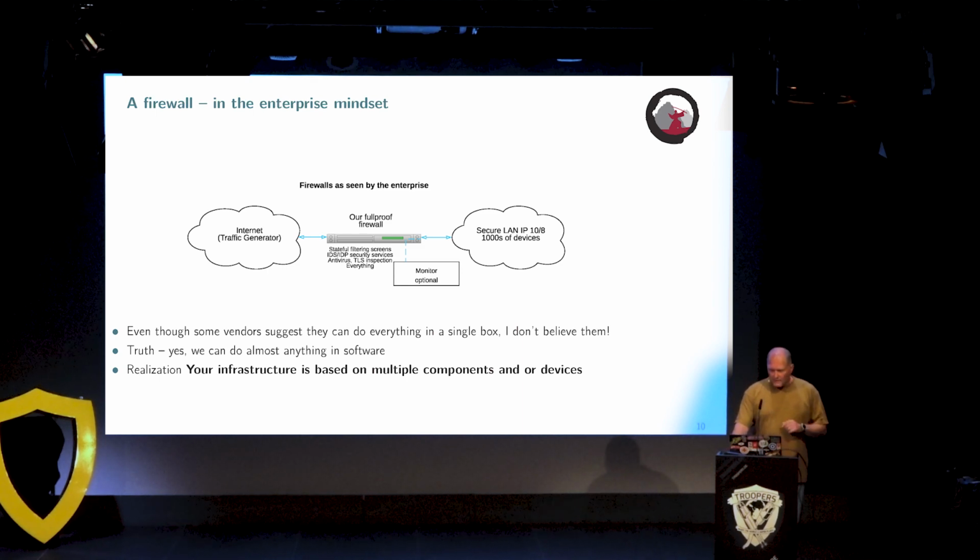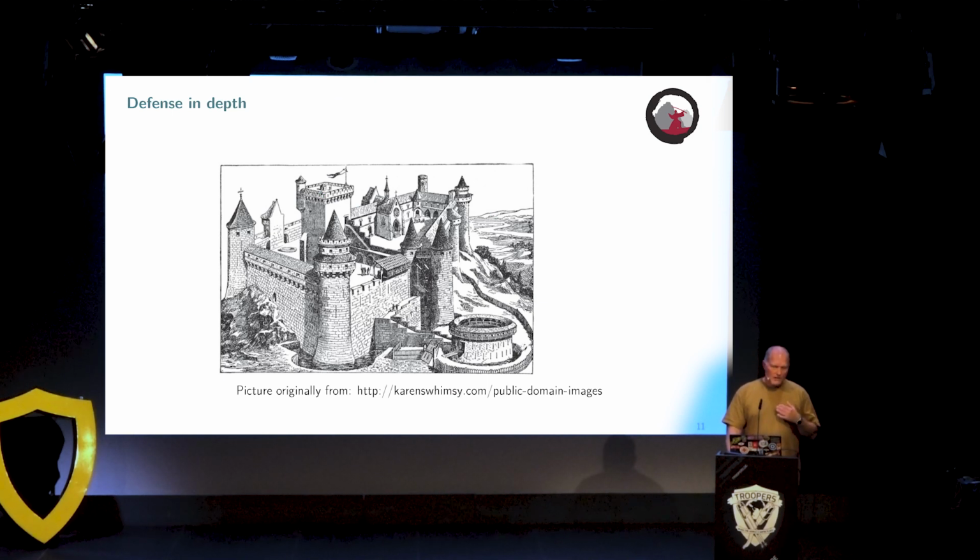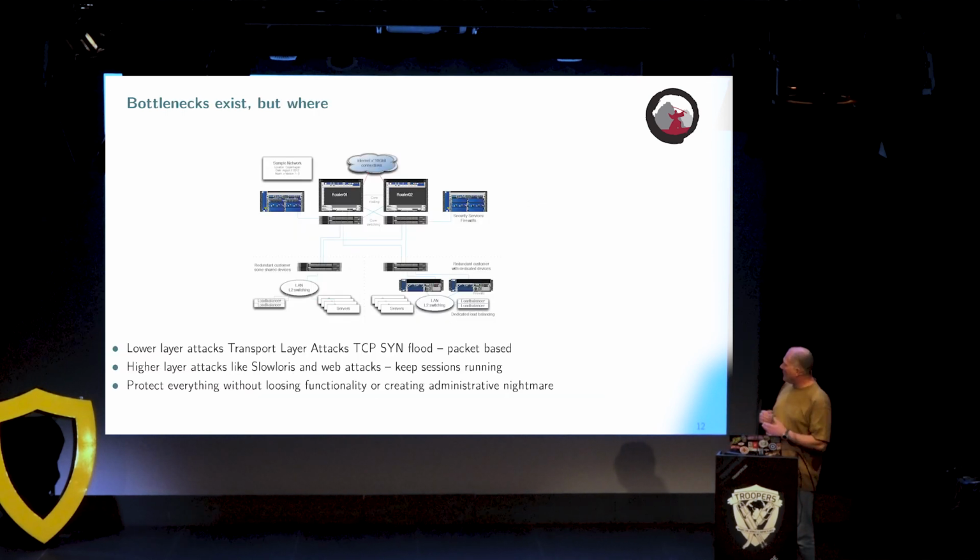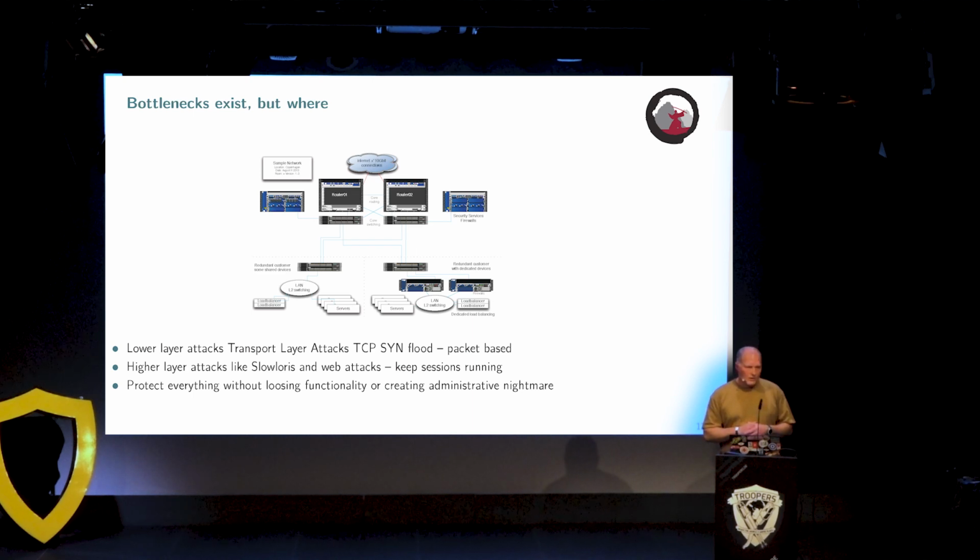So my view again is that your infrastructure is based on multiple components and devices, and I would appreciate if we could start configuring them better, like using some kind of defense in depth in the network space, in the firewall space. And for me, it's about where the bottlenecks are, because there will always be a bottleneck. You will never have a network that can handle these huge attacks. You will have networks that have a bottleneck somewhere, but we can increase the configuration robustness so we can handle higher loads.